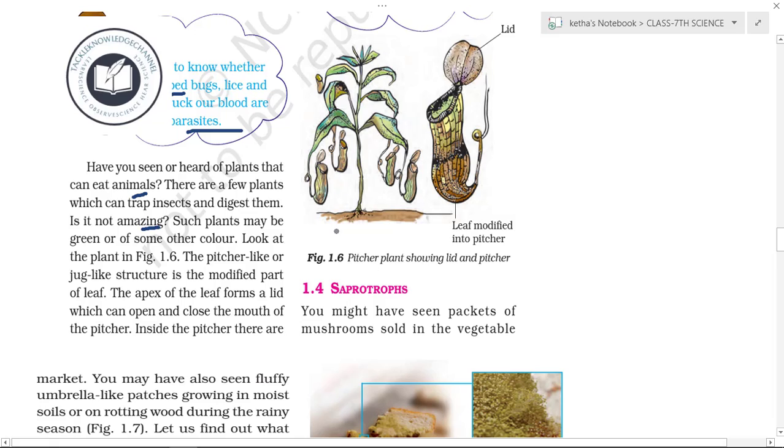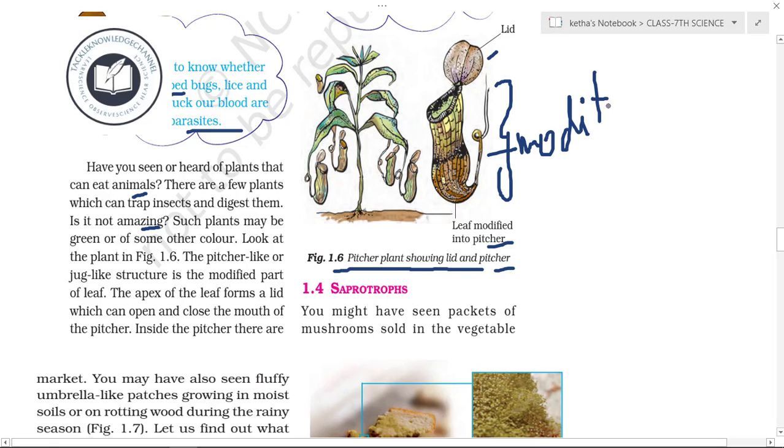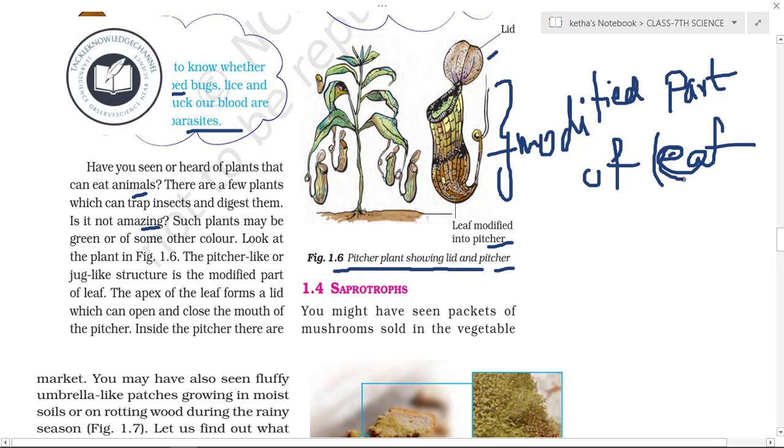Look at the plant in figure 1.6. This is the pitcher plant showing the lid and pitcher. The pitcher-like or jug-like structure is the modified part of the leaf.